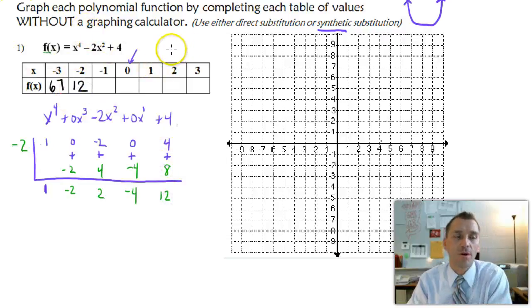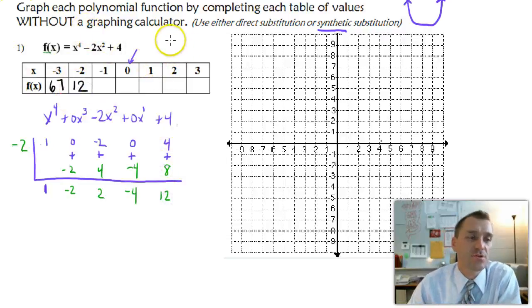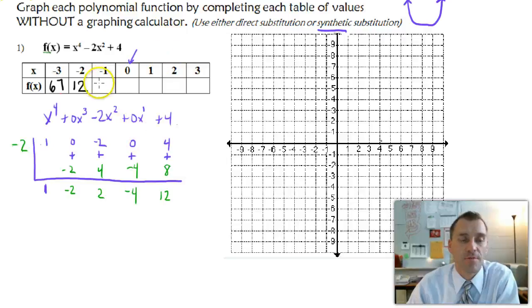Beautiful. So what I want you to do is keep going with your synthetic substitution here and fill out the rest of this chart. You can actually pause the video and then you're going to come up and see exactly what I got here with the rest of these things. Okay?